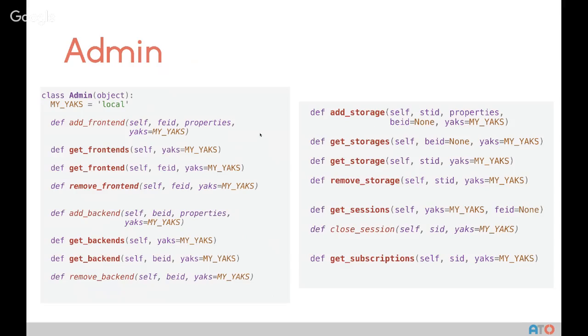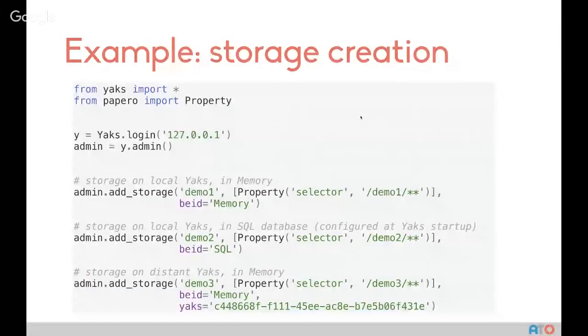So now a quick look at the admin interface. On the admin interface, you have a view on all the entities stored by YAKS. So you can list all the front ends. In the future, it's not yet implemented, but we foresee dynamic loading and removing of backends and front ends. So you have the function to add a front end, to remove front ends, to add backends, to remove backends. What is implemented actually is dynamic addition of storage. So you can add dynamically a storage and remove dynamically storages. And you can list the current sessions and the current subscriptions. So what are the clients which are using your YAKS service.